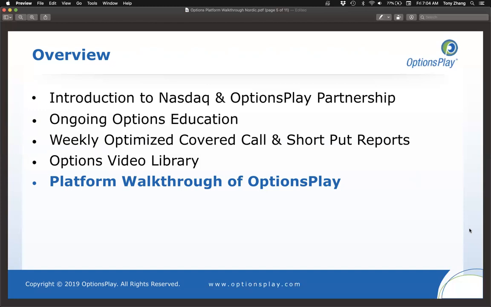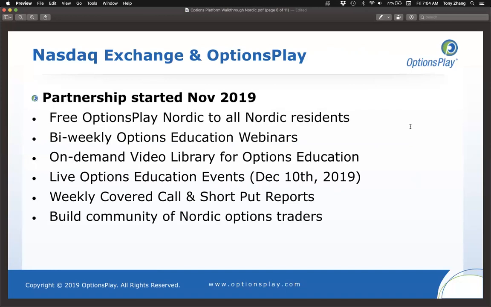And like I said, I'll walk you through the covered call and short put reports as well as the options video library before jumping into the OptionsPlay tool and showing you a platform walkthrough. So talking a little bit about the NASDAQ and OptionsPlay partnership, this really started very recently in November 2019.